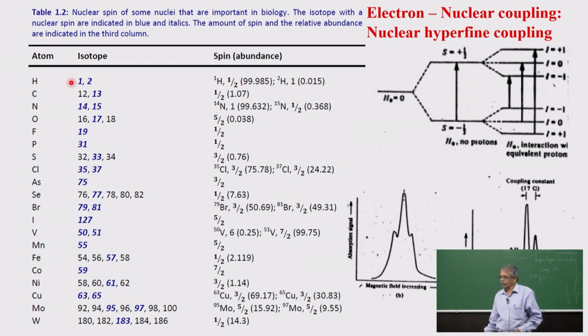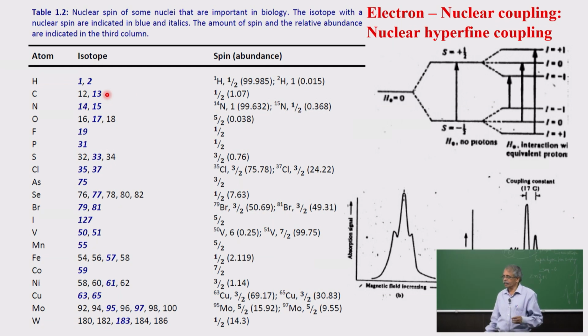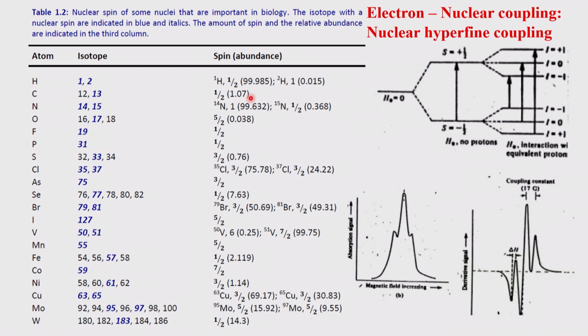Similarly, if you take carbon 12, its I value is 0, so there is no question. Carbon 13 has I value half, but its percentage is only 1.07. Generally in most spectra you will not find coupling of that, unless you enrich the molecule with at least 20% carbon 13 or higher, then you will see a reasonably well-defined value.